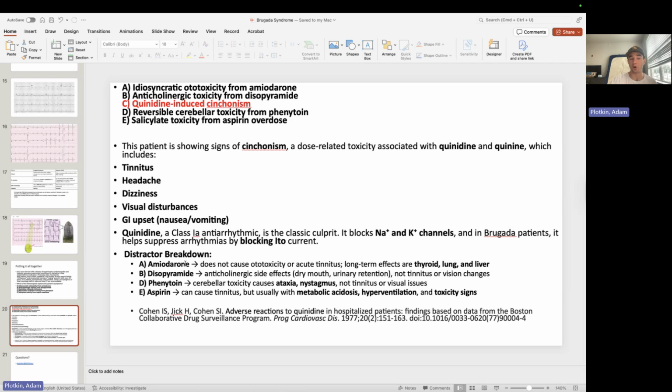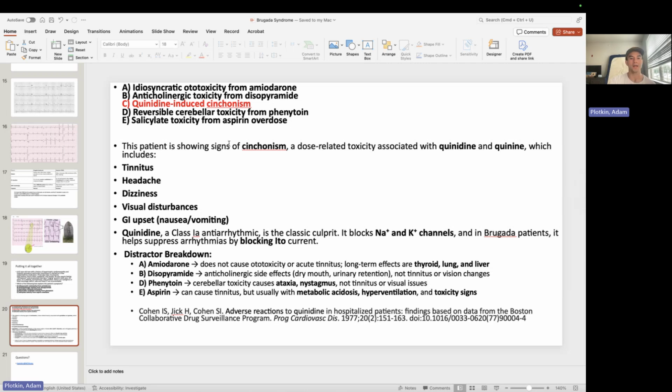So why were the wrong answers wrong? Amiodarone does not cause ototoxicity or tinnitus. Long-term effects are thyroid, lung, liver, right? We get TFTs, LFTs, and then PFTs before and during amiodarone treatment. Disopyramide can cause anticholinergic side effects, but it doesn't cause tinnitus or vision changes. Phenytoin cerebellar toxicity causes ataxia and nystagmus, not tinnitus or visual issues. Aspirin can cause tinnitus, but it's usually with metabolic acidosis, hyperventilation, and toxicity signs, right? You'd have to take a ton of aspirin.